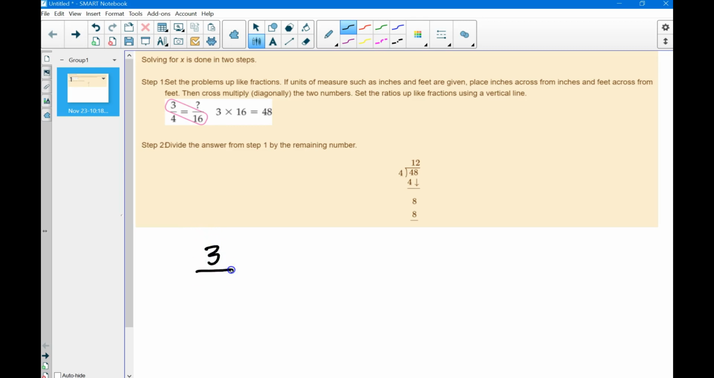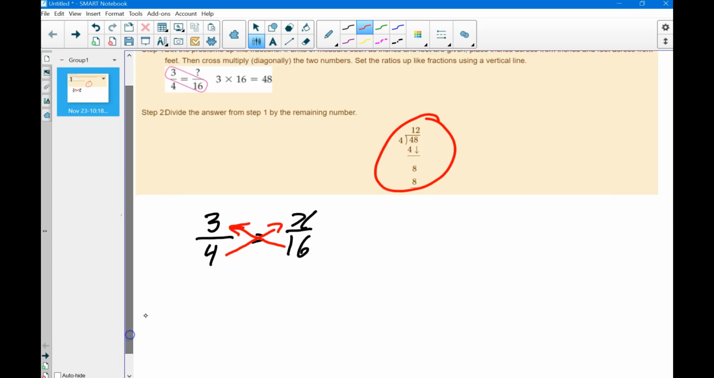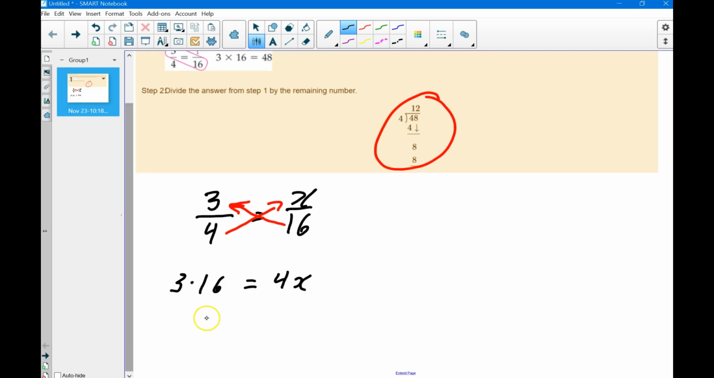So we have 3 over 4 equals x over 16. The shortcut is take my 16, multiply it by 3, take my 4, multiply it by the x. Now they don't show you this part in the example up here. They just do this piece right here. But I want to work it out completely. So it looks like this. Now we have 3 times 16 equals 4x. Now you can see where the 48 comes from. So 48 is here, and we have 4x over here.